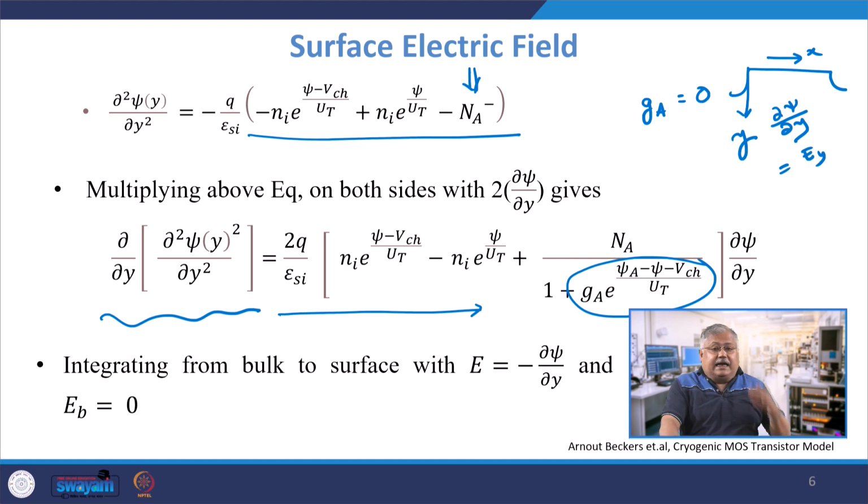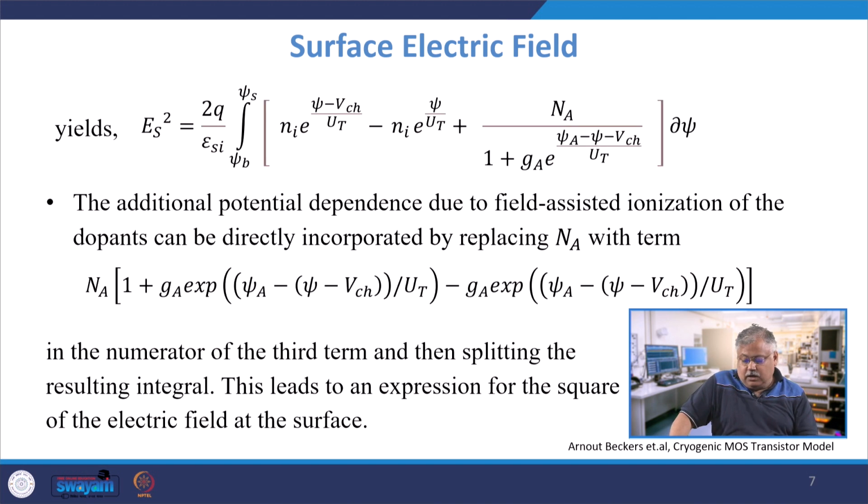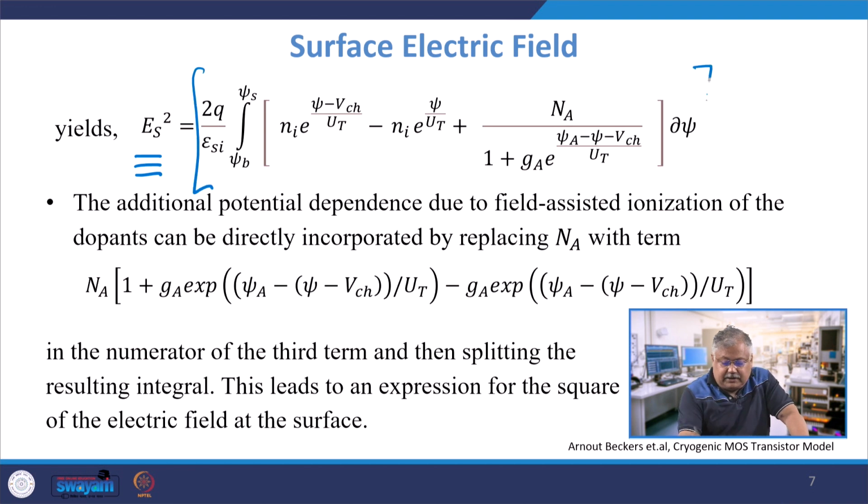However, please understand that at the edge of the depletion, my Eb will be equal to 0, the electric field will be 0. As you go from top to bottom, near the substrate edge where you have a depletion region, Eb will always be 0. That is the reason it is written here that we integrate from bulk to surface with E equals d psi dy and Eb equals 0. At the bulk, the electric field is 0, and it integrates up to the surface potential. This leads to Es square, the surface electric field squared, which looks like a complicated quantity. If you want to find Es, there will be a square root term, and that will give you the value of the electric field.